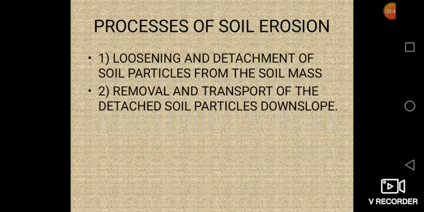Processes of soil erosion. The erosion process is carried on in two processes. First, loosening and detachment of the soil particles from the soil mass, and next is the removal and transport of these detached soil particles.